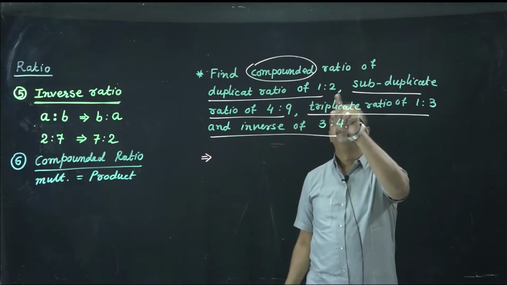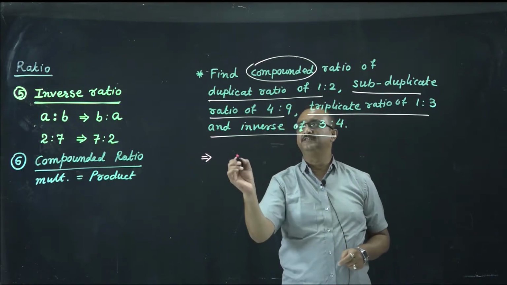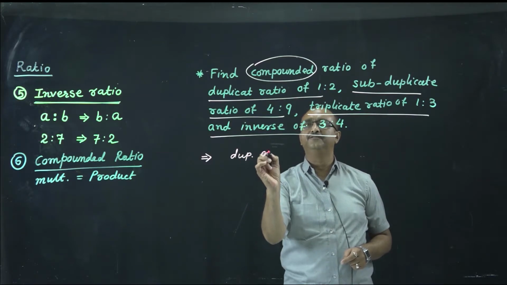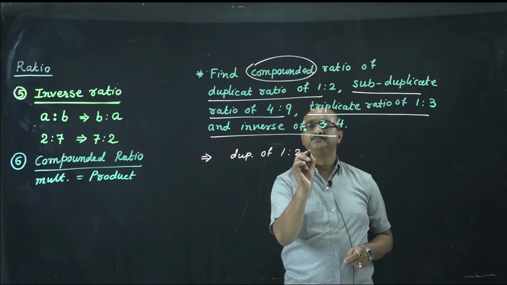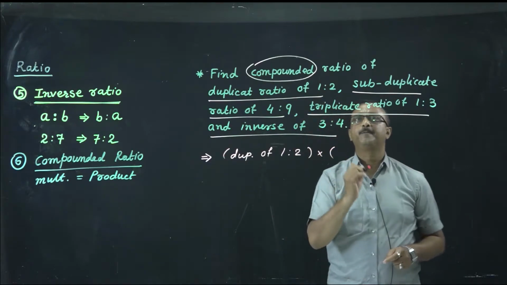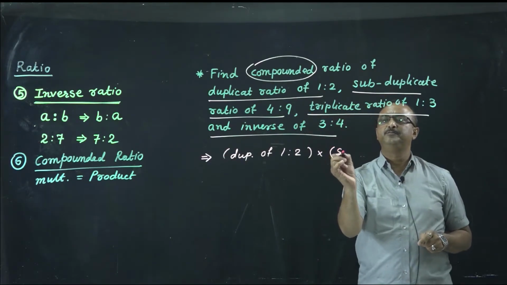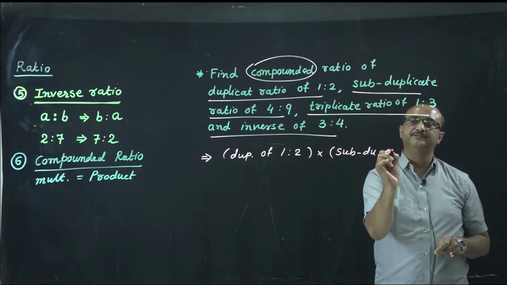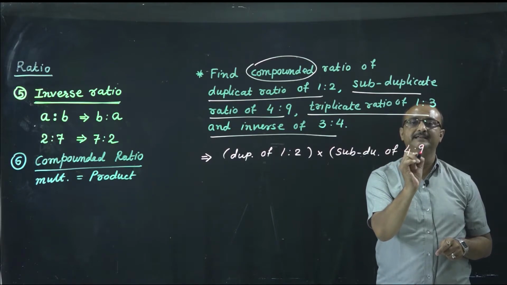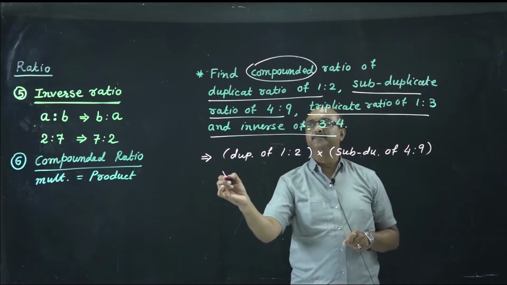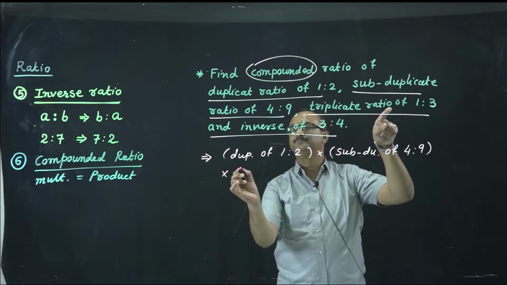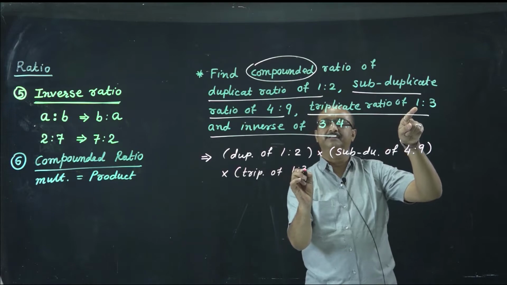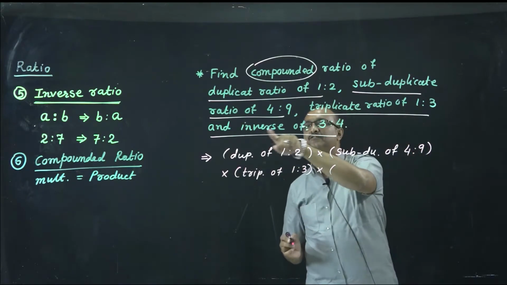Okay. See, we have to find the duplicate ratio of 1 is to 2. So, I am writing in short, duplicate ratio of 1 is to 2 multiplied by the subduplicate ratio of 4 is to 9, multiplied by the triplicate ratio of 1 is to 3, multiplied by what?